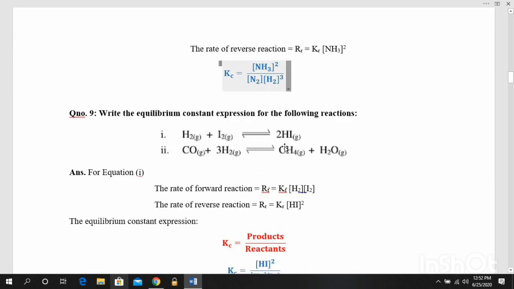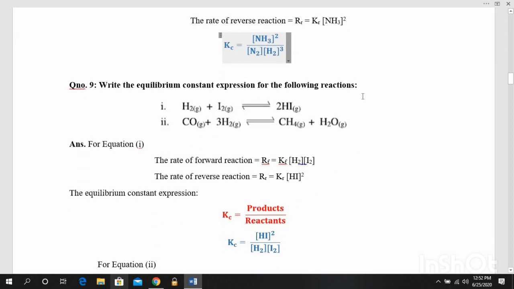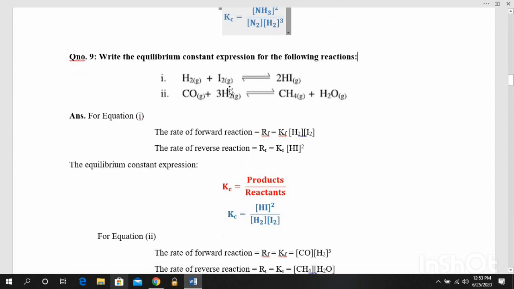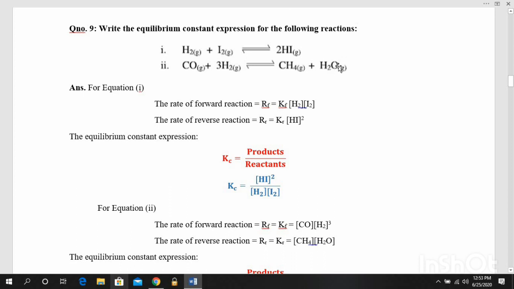Okay, question number 9: write the equilibrium constant expression for the following reactions. There are 2 reactions given. The first one is hydrogen and iodine; they combine together to give hydrogen iodide. Then we have carbon monoxide, which combines with hydrogen to give methane, CH4 gas, and water. Water gas means steam is produced in these types of reactions.